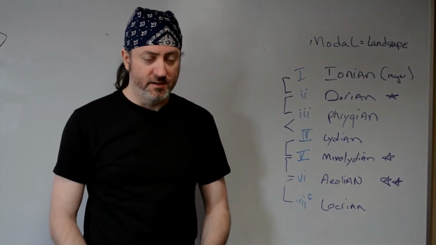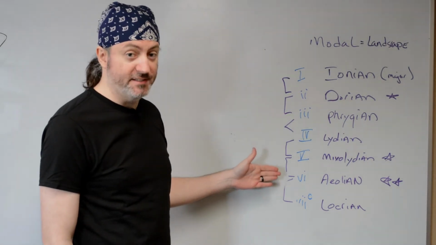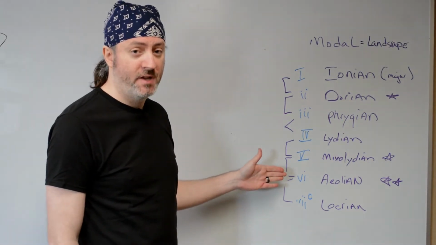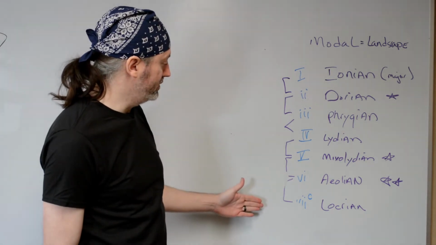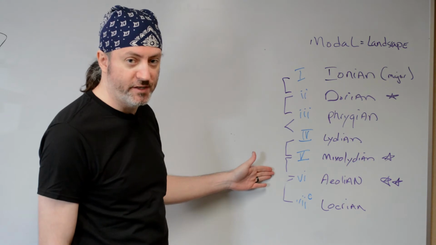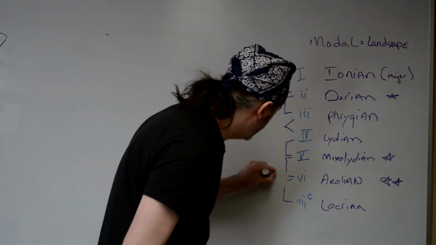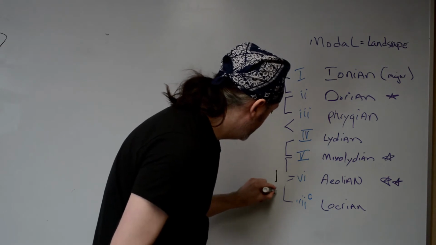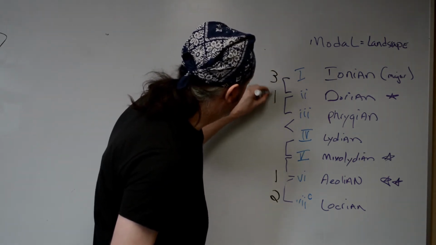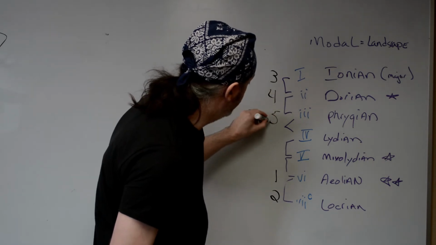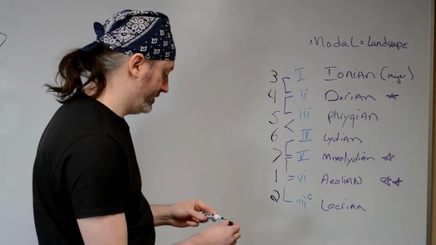So the first thing we need to understand is that the Aeolian mode is the minor scale. The next thing is we need to rearrange all of the modes based on the minor scale. Let's come in here and give the Aeolian a number 1, Locrian number 2, Ionian 3, Dorian 4, Phrygian 5, Lydian 6, and Mixolydian is number 7.